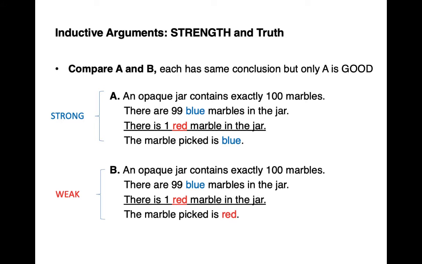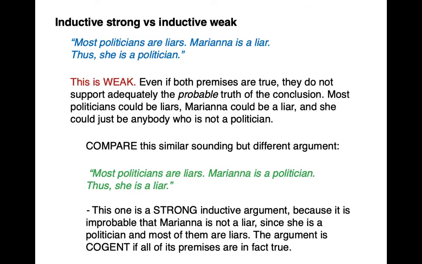Yeah, that's unlikely, right? You have a 1 in 100 chance of getting a red marble. Of course, there's a possibility, there's even a small probability, but it's unlikely that that claim is true, given that distribution of blue versus red marbles. Inductive strong versus inductive weak.